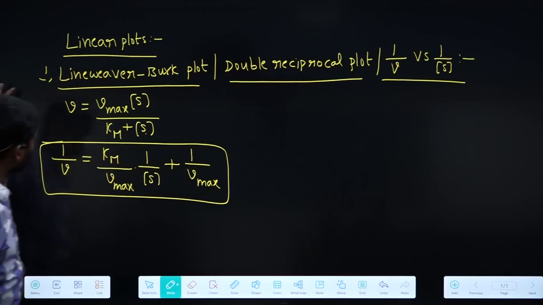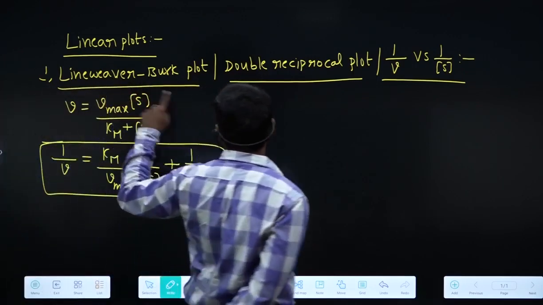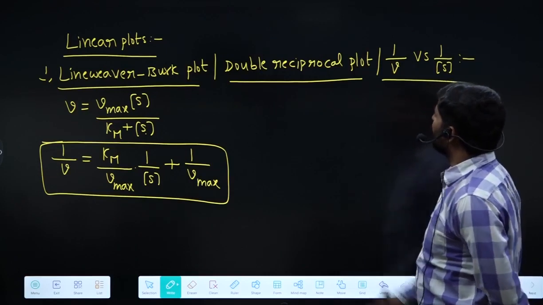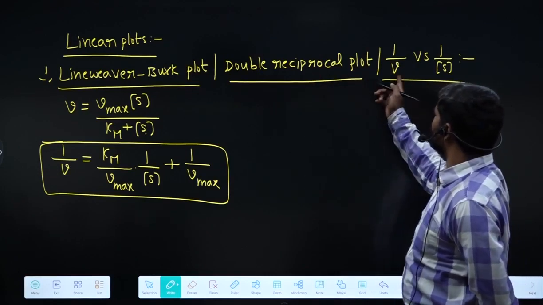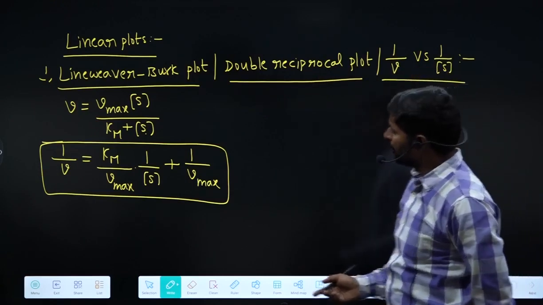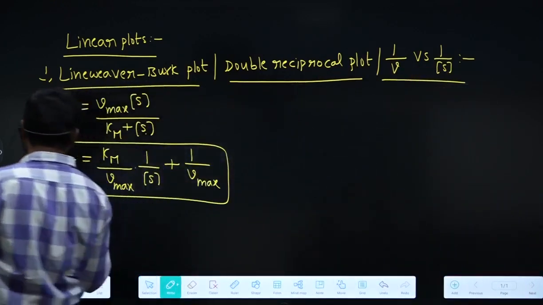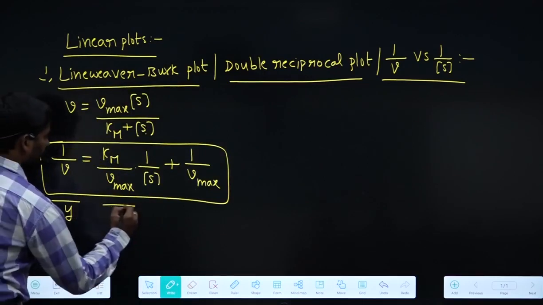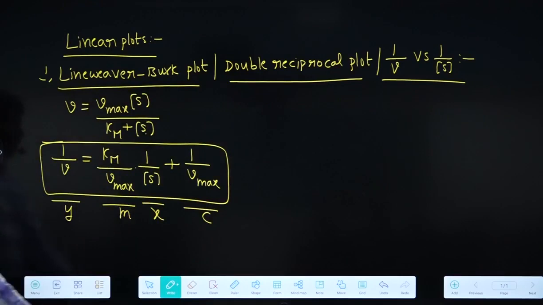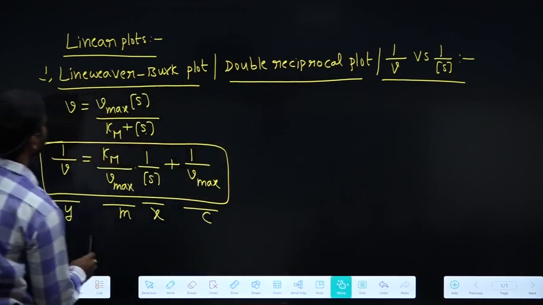So this linear plot is given by Lineweaver-Burk. That is called the Lineweaver-Burk plot or double reciprocal plot, since we take the inverse of rate versus the inverse of substrate concentration. This is in the form of y is equal to mx plus c.